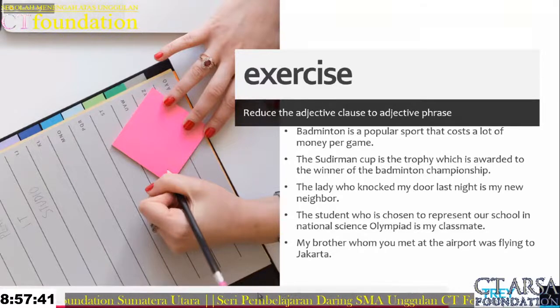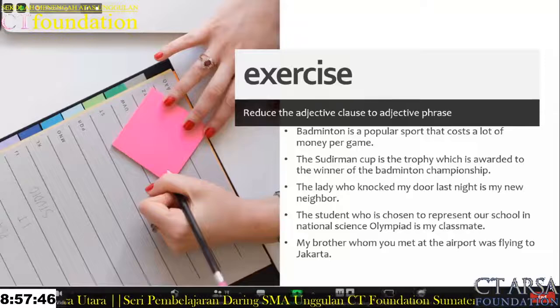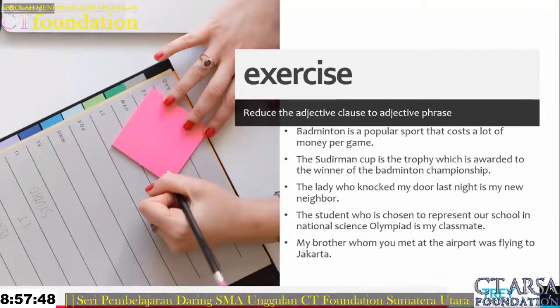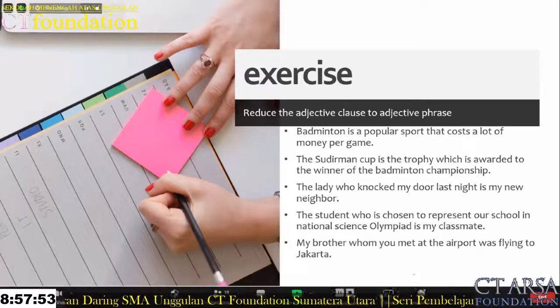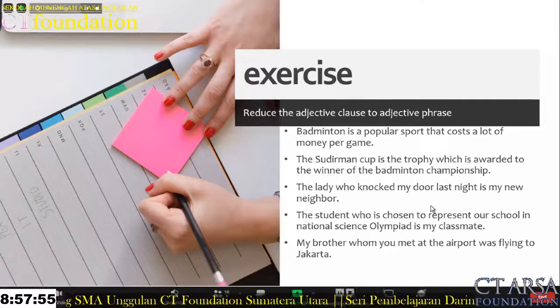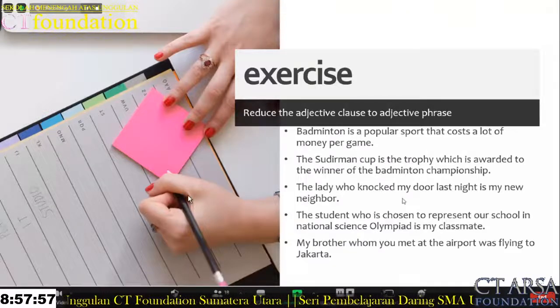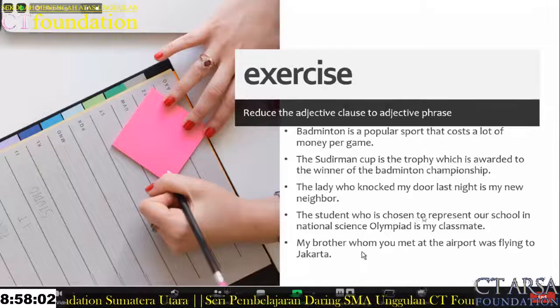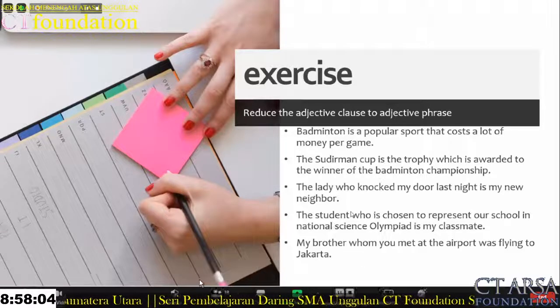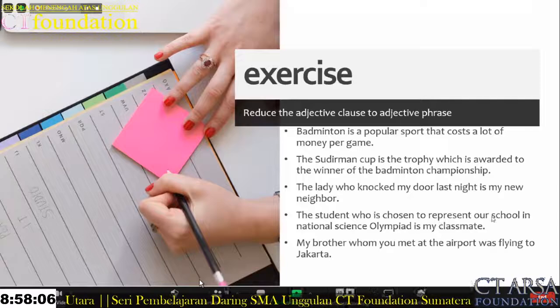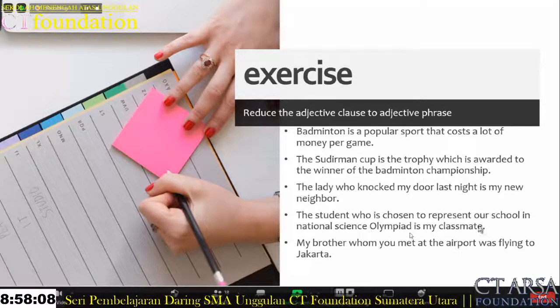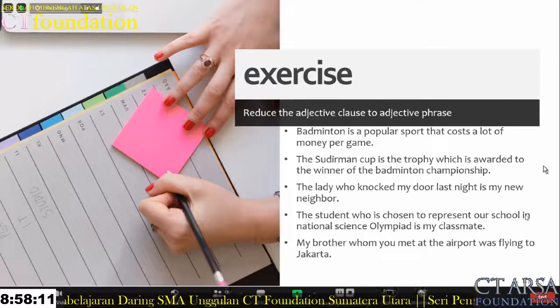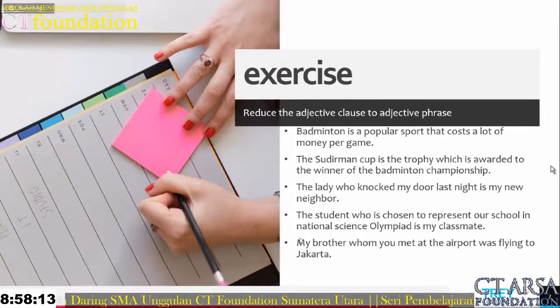Okay, number 4. The student chosen to represent our school in National Science Olympiad is my classmate. Yes, that's correct. Yeah, the student chosen. Okay, here also passive. Because it's passive, you don't need to change to being here, but it's still past participle, not a present participle. The student who is chosen to represent our school in National Science Olympiad is my classmate. Right.